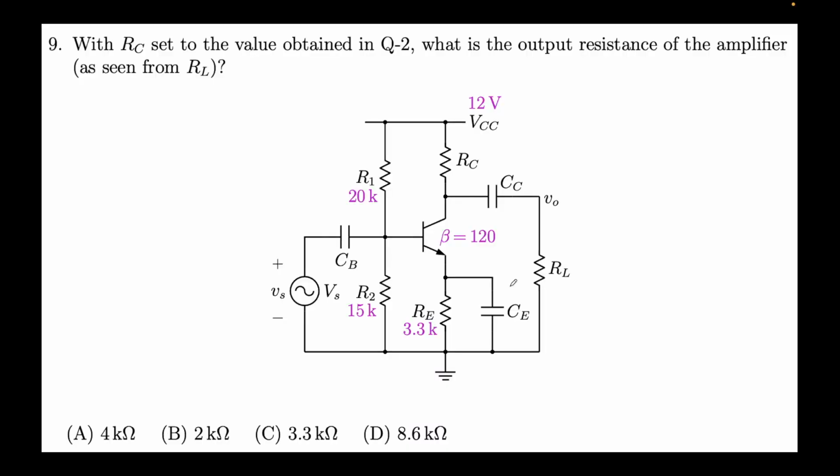Just go to problem 9, which says that with RC set to the value obtained in Q2, this is again the question point which I'm emphasizing again and again, VC equal to 5 volts, IC equal to 1.3 volts. For AC analysis, you must have some question point fixed. That's what question 2 denotes. What is the output resistance of the amplifier as seen from RL?